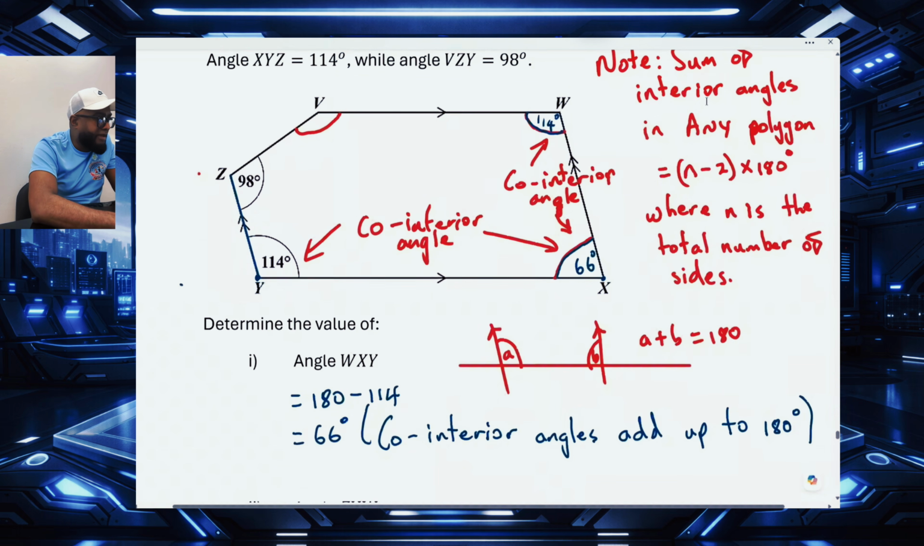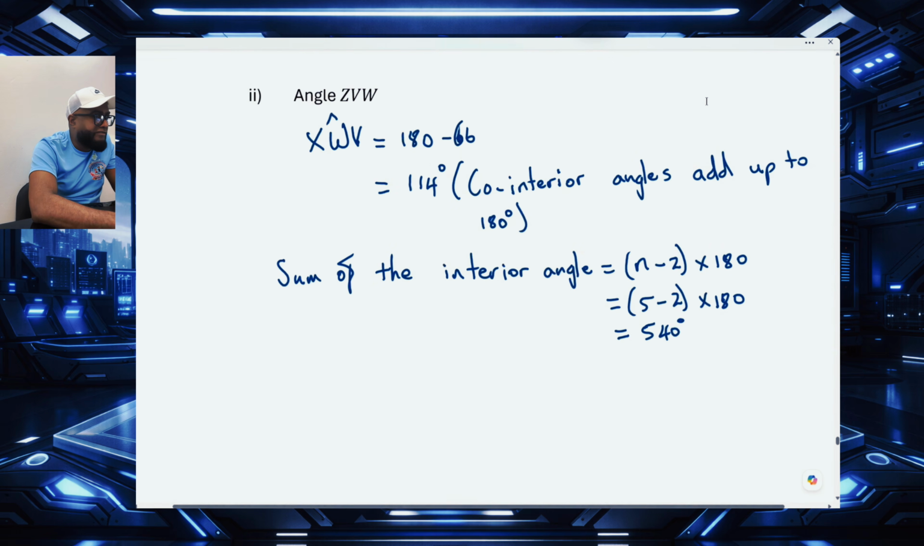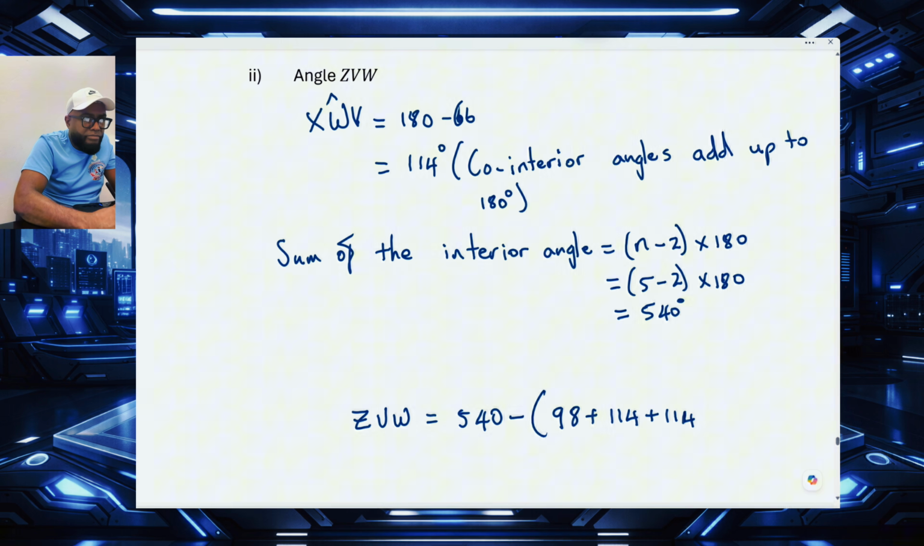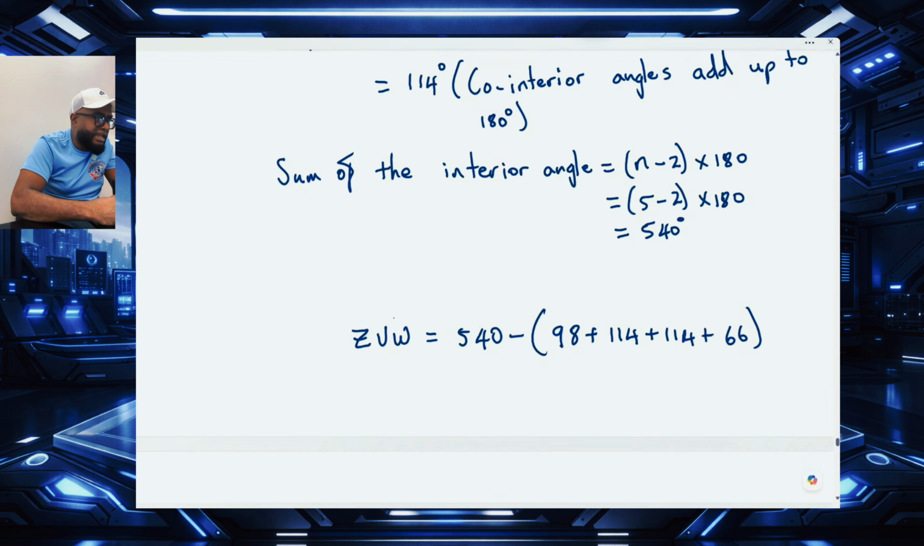Everybody make sure you have them, and we're going to write them underneath. So what we're going to proceed to find now, ZVW, would be equal to 540, which is the sum of all the angles, minus 98 plus 114 plus another 114 plus 66. So what is ZVW, which is the last unknown? 148 degrees, right?